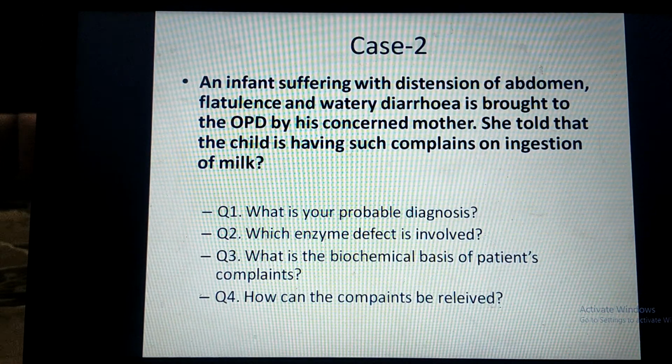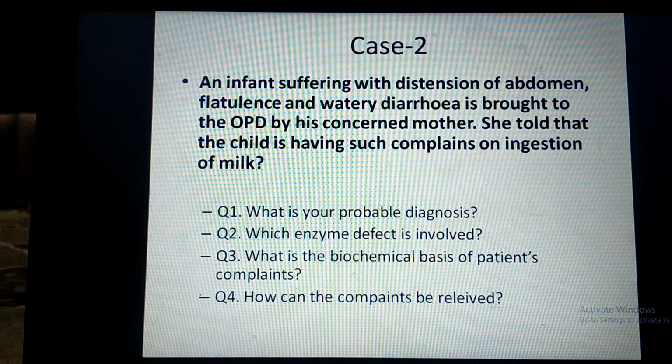There is a case history related to this topic which is asked in the exam for 5 marks. The case is given like this: An infant suffering from distension of abdomen, flatulence and watery diarrhea is brought to the OPD by his concerned mother. She told that the child is having such complaints on ingestion of milk. What is the probable diagnosis? The first question is, what is the probable diagnosis?